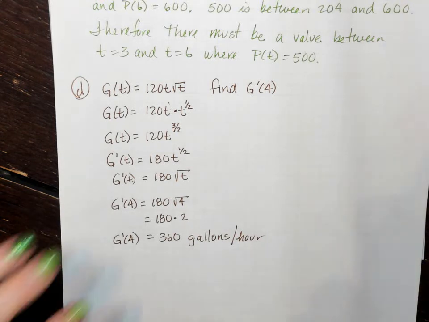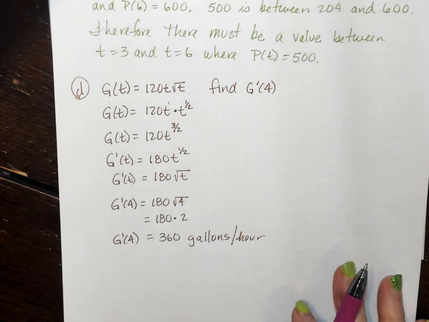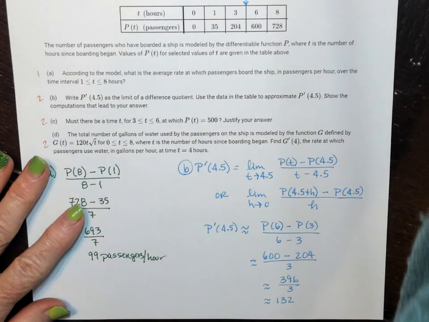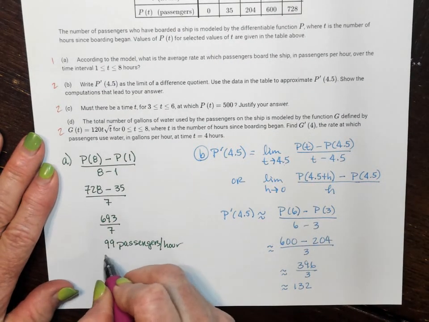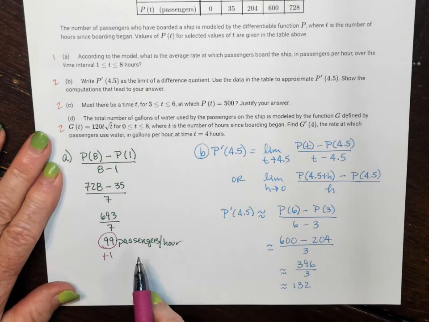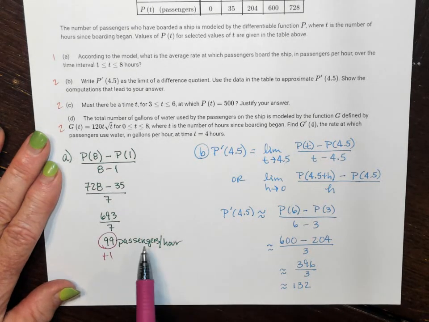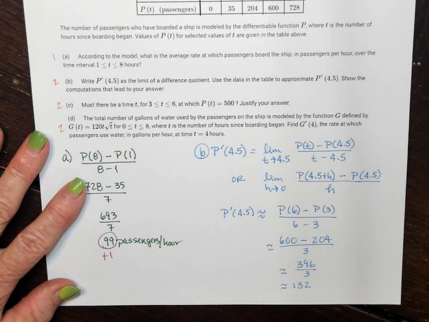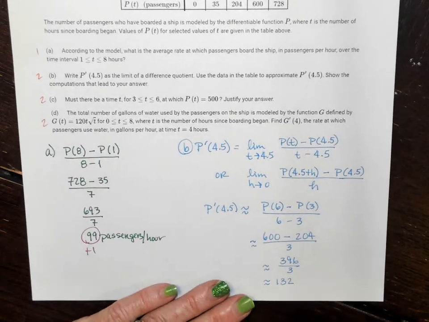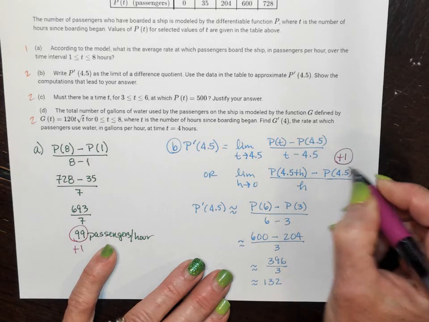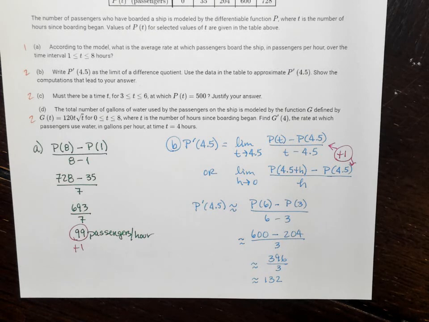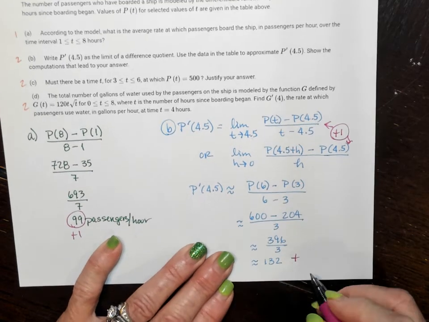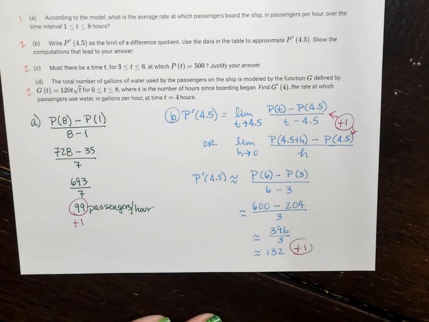Okay, let's go ahead and go back and talk points here. For part A, 1 point for the 99. You didn't even have to say net passengers per hour because it gave you the units in the problem. So 1 point for the 99. Part B, 1 point for either one of these standard difference quotients. And 1 point down here for the answer of 132.